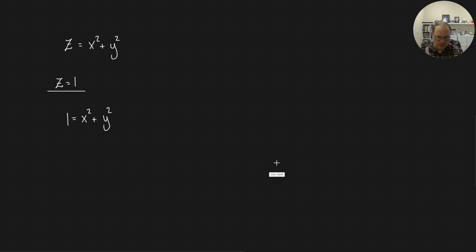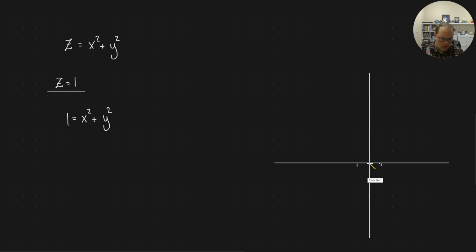Let me go over here because I'm going to do a few of these. I want some room. There we go. Circle of radius 1. So that's my cross section when z equals 1.